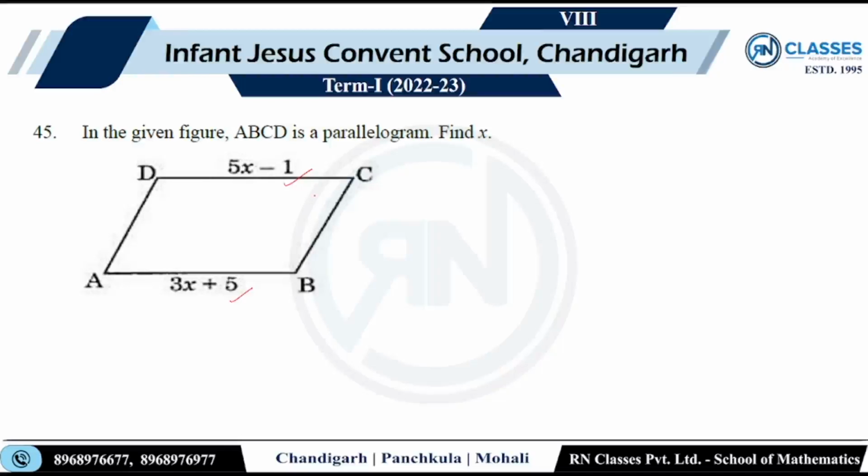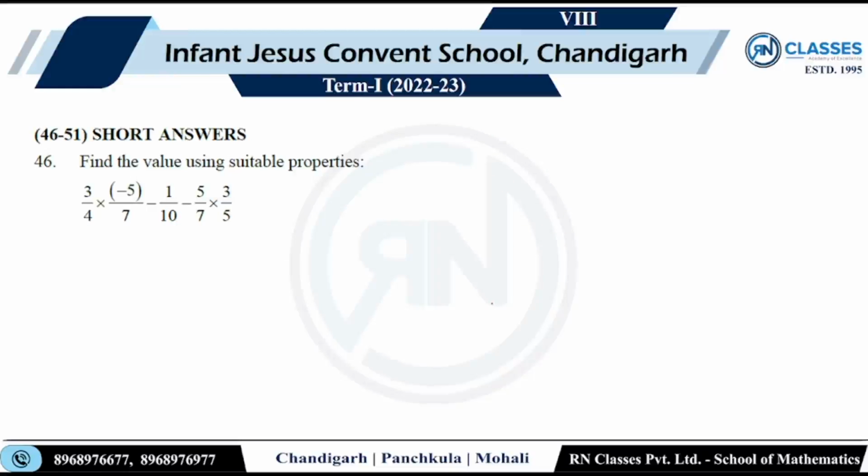Opposite sides of a parallelogram are equal. Just use this. 3x plus 5 is equal to 5x minus 1. You take it over here. Minus 2x is equal to minus 6. X is equal to 3. Here you got all your answers. X is 3. Let's move on to the short answer questions.